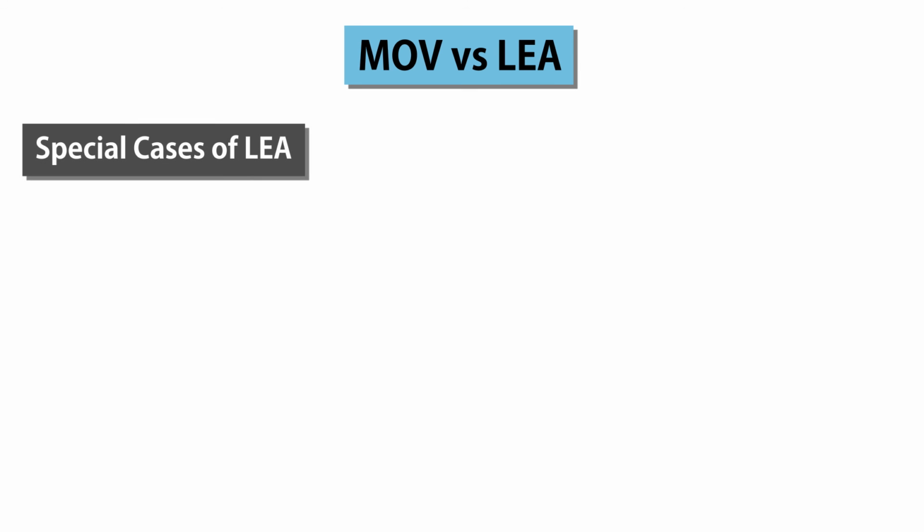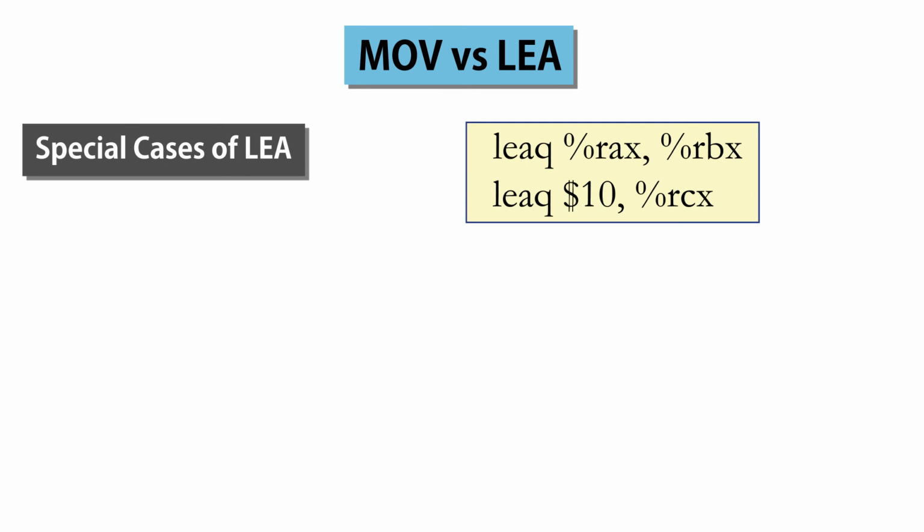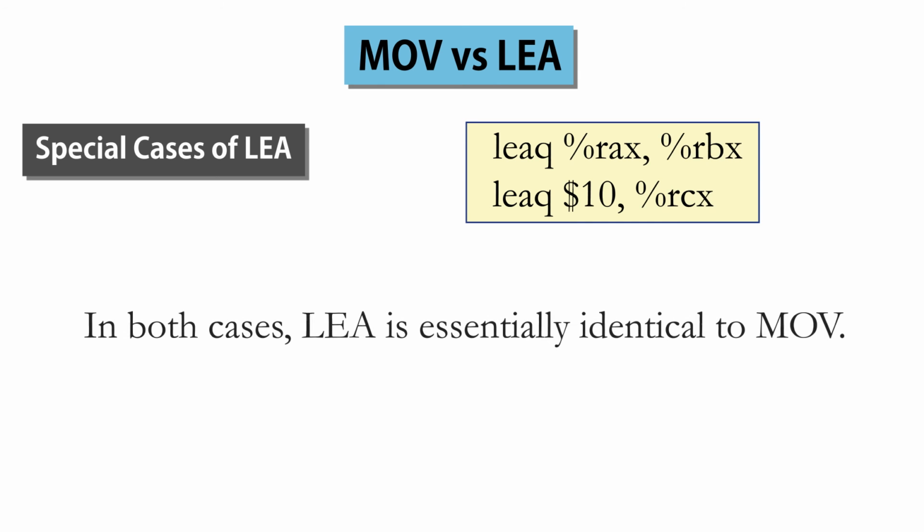Finally, consider the following 2 assembler statements. Rightly speaking, neither of these should be legal, since the source argument is not an effective address. However, most assemblers allow these, rather than raise an error. In both of these cases, LEA is essentially identical to MOV. For the first statement, the contents of RAX are copied into RBX. In the second statement, the decimal constant 10 is copied into RCX.